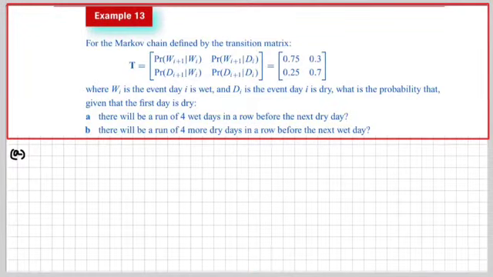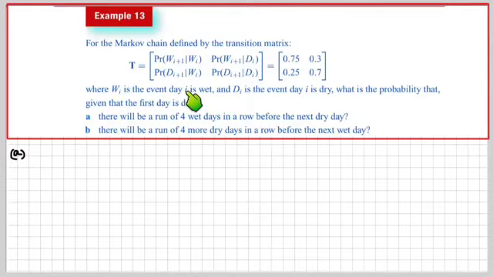So what do we got here? We have a Markov chain defined by the transition matrix. Right, okay, what is this? Wet and dry, okay, the weather. So this is wet given wet the previous day, yes. This is dry given wet the previous day. This is wet given dry the previous day, and dry given dry the previous day. That's a transition matrix if ever I saw one. That is it, right?